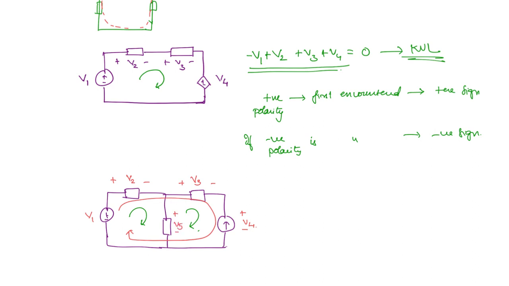Then if you want to apply KVL in only this smaller loop 1, what will be the KVL here? Minus V1 plus V2 plus V5 is equal to 0. And what about the bigger loop? If you apply it for both of the loops, the composite loop, what will that be? Minus V1 plus V3 plus V4 is equal to 0. Okay, so it can be applied in this manner also.